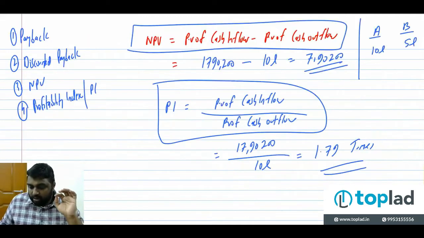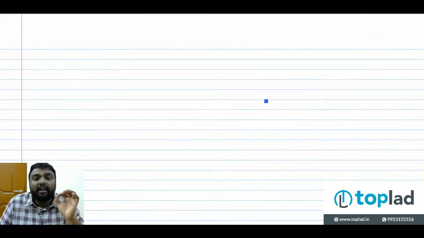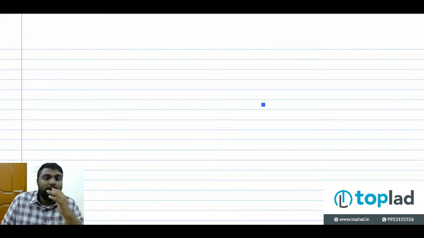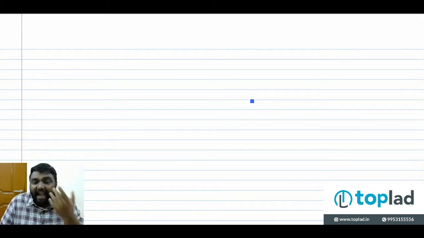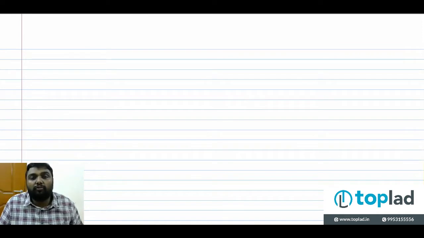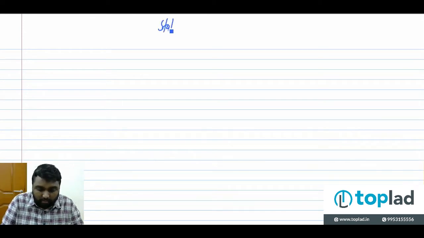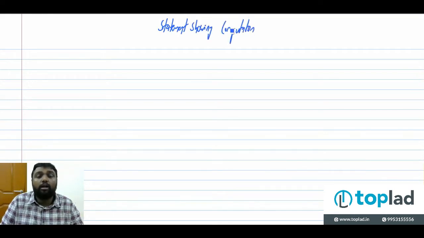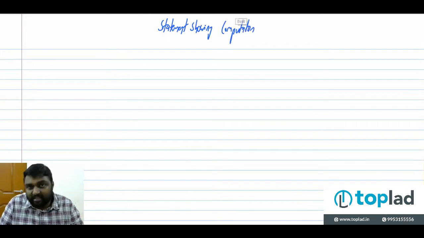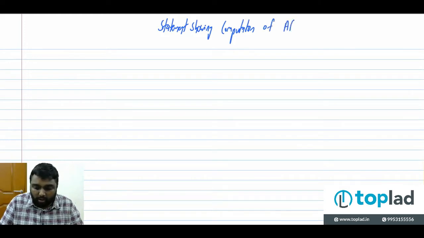So for entire decision making we use cash flow. Sometimes in the question the cash flow will be missing, so we have to find out the cash flow. How to find out the cash flow? Statement showing computation of after tax cash flow. We have to find out cash flow after tax only, because tax is an outflow.